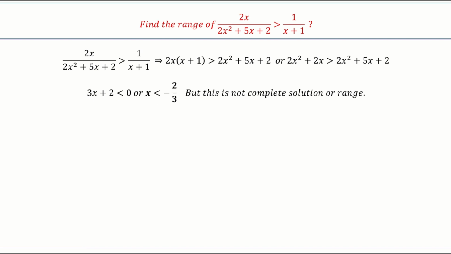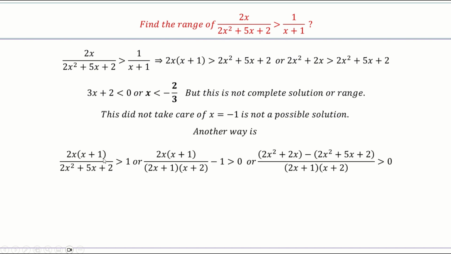This is very easy to tell. The solution set is minus infinity to −2/3. But this is not the complete solution range. We are missing the terms which are here, x + 1. Minus 1 should not be a part of this solution, correct? And if you expand this, you will find a few more values which should not be part of this solution. So this is not the complete solution set.